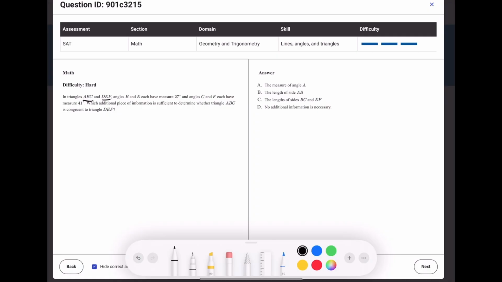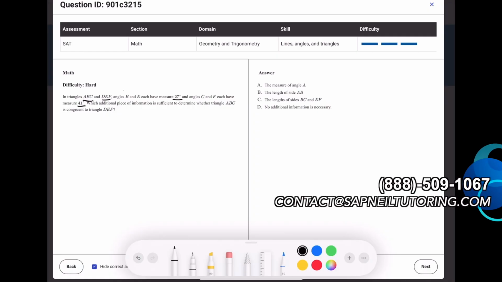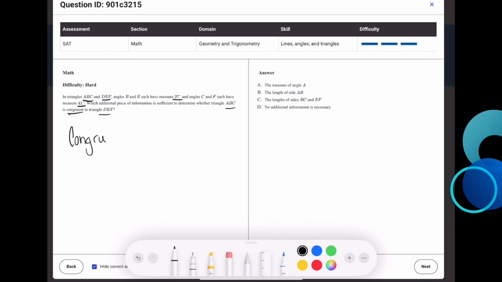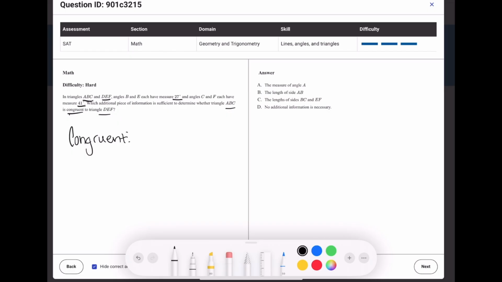Welcome everyone. So we've got two triangles today in this question, and we are trying to find what additional piece of information given, other than two of the angles being equal, is going to make these triangles congruent. So the first thing we need to know is what makes a triangle congruent to another one. And the answer to this is they are the same size and shape.